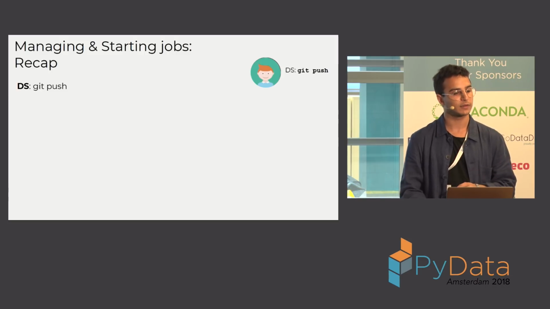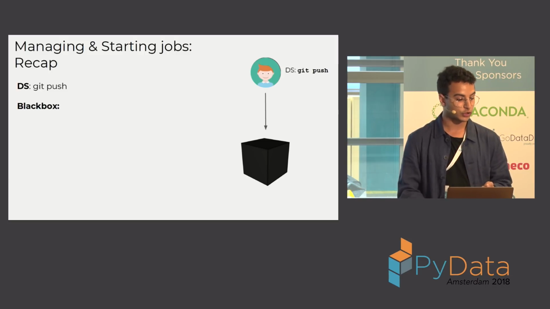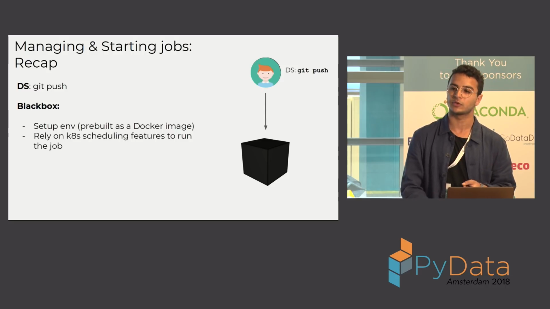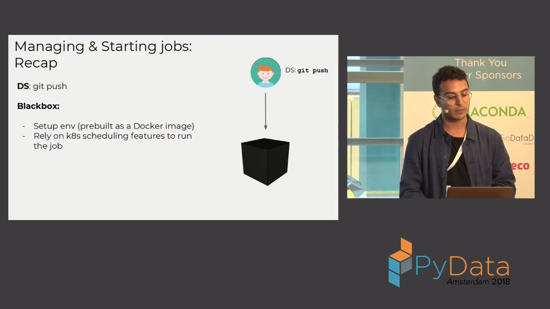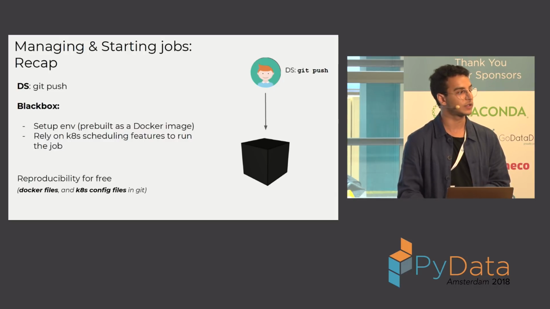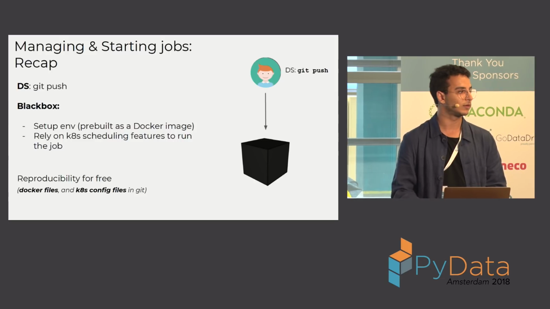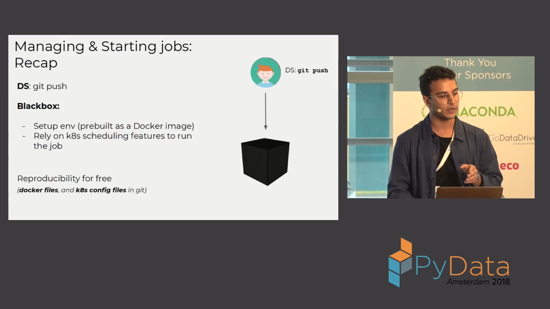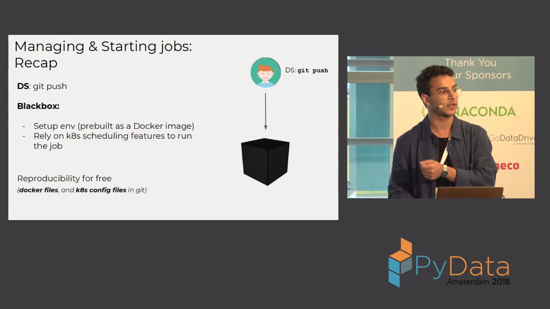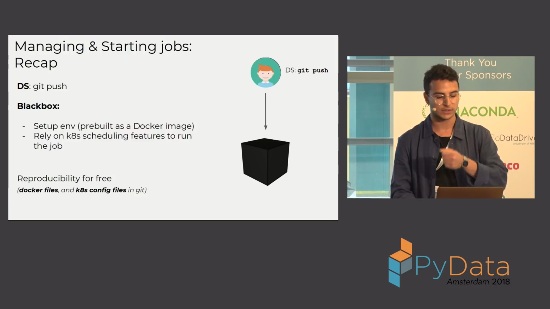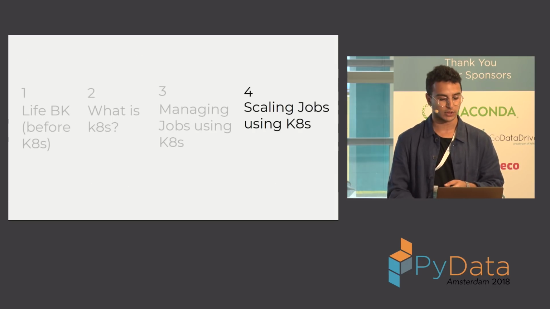So to recap this part, what we did was basically git push as a data scientist, and then the black box was doing the rest for us. So we managed to set up the environment, which was pre-built as a Docker image. We managed to rely on Kubernetes scheduling features to run and start the job. And one thing also which is interesting to keep in mind is we have everything documented. So we have the Docker files, the deployment files, everything is in Git in this case, so we can reproduce whatever the data scientist has just done. And if these models are versioned, then we can backtrack the whole process, basically, which is also interesting for us, I think, as a machine learning community.